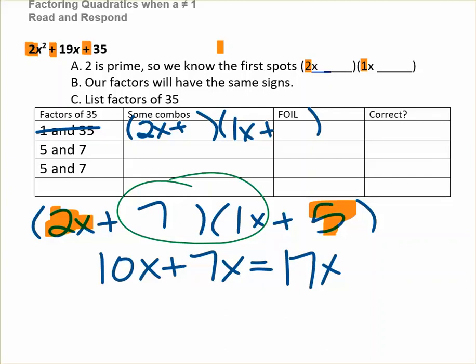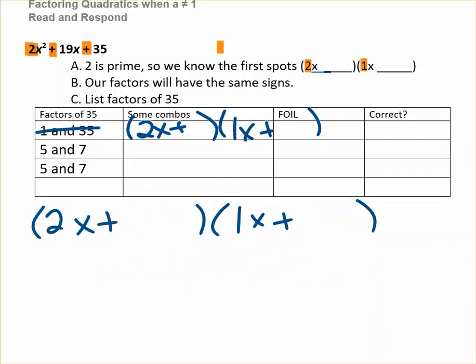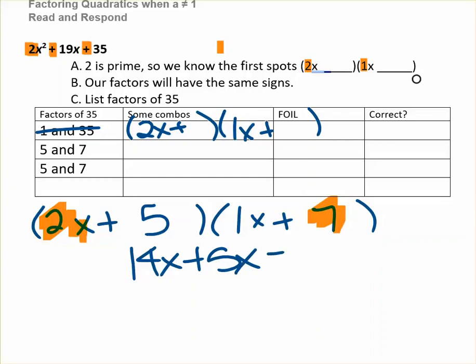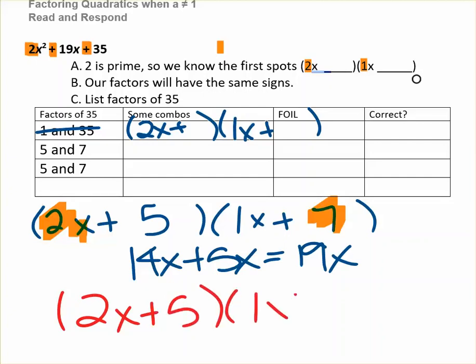So now let's try it using those same factors, but we're just going to switch the order of where I put the 7 and the 5. Okay, so in my last one, I tried the 7 first. Now I'm going to try the 5 first. So I'm going to put the 5 here, 2x plus 5, and 1x plus 7. Okay, so again, we're going to check. So my outside is going to be 2x times 7. That gives me 14x. And then my inner, 5 times 1x is 5x. Yes, that gives me 19x. That's the middle term I was looking for. So my factored form is 2x plus 5 times 1x plus 7.